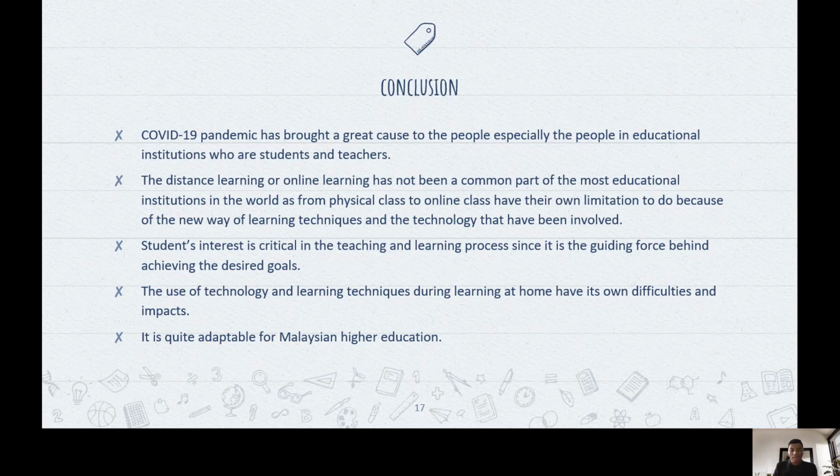At the same time, students' interest is critical in the teaching and learning process as it is a guiding force or a guarantee to achieve the goal of completing the learning process. Apart from that, we must know that the use of technology and learning techniques during learning at home for sure has its own difficulties and impacts, like we have discussed just now. In Malaysia, we can say that it is quite adaptable for Malaysia's education system, as nowadays either universities or schools are also using online methods to teach their students.